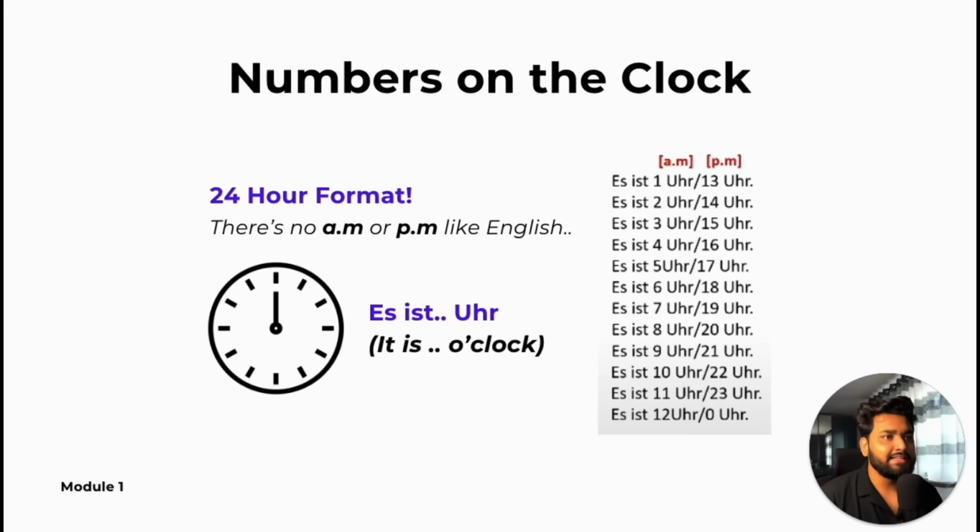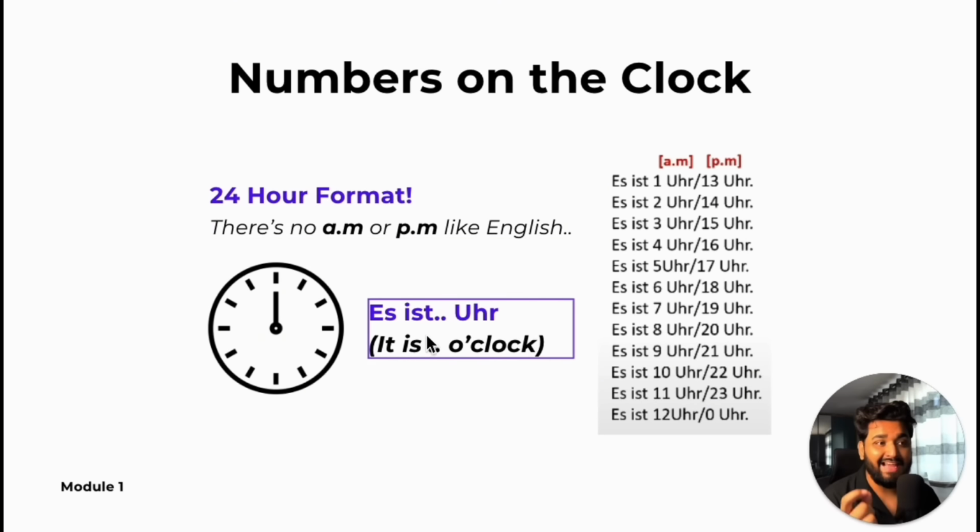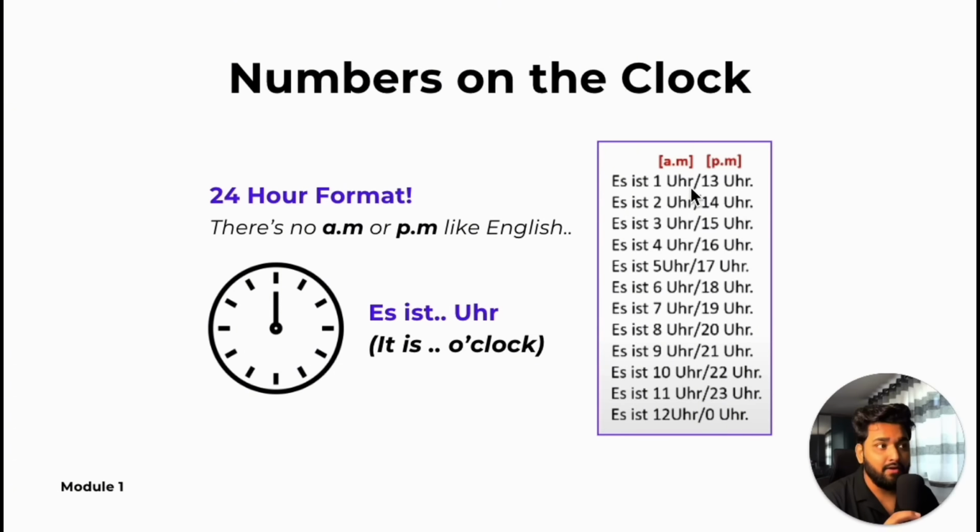Let's go. Numbers on the clock. 24-hour format. There is no AM or PM like in English. And you will say, es ist dash Uhr. Like it is dash o'clock. You will just put the time in it. For example, es ist 1 Uhr or 13 Uhr. 1 Uhr is for AM and 13 Uhr is for PM. Yeah, like this is at night and this is in the afternoon.